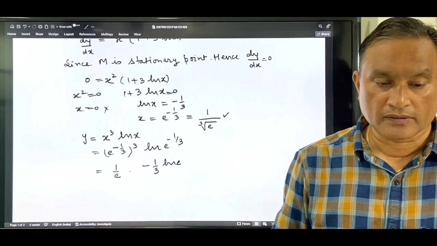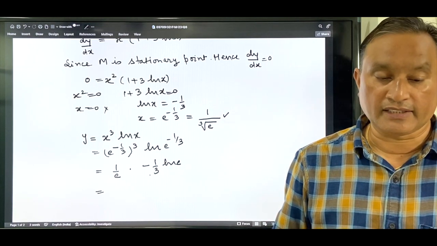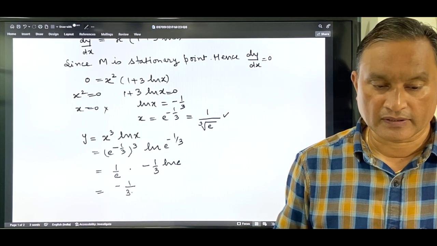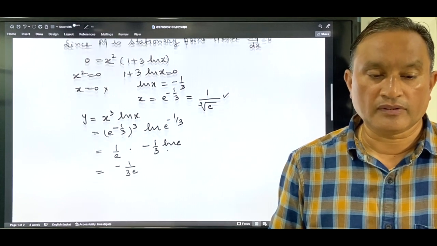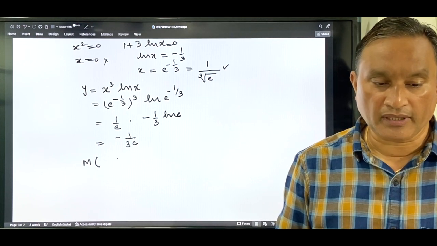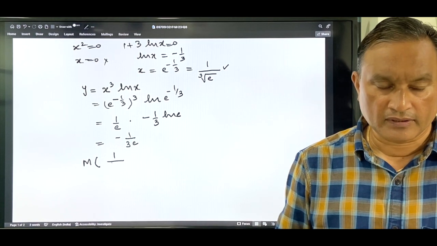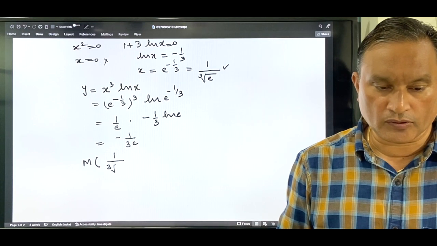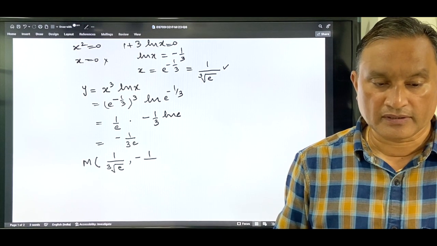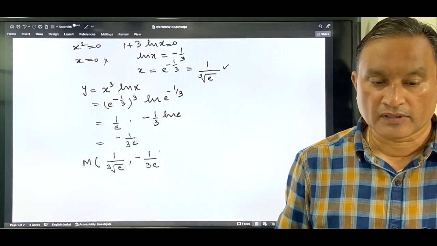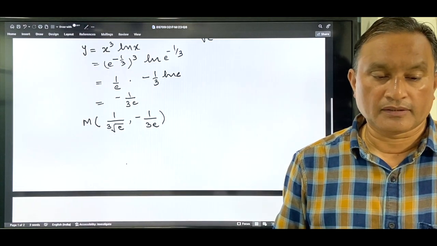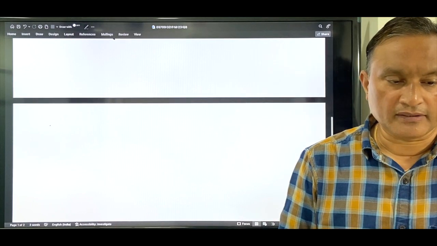So we can write this as minus 1/(3e). Therefore the coordinates of the point M would be (1/cube root of e, minus 1/(3e)). So this is the solution of part A. Now we will proceed to part B.